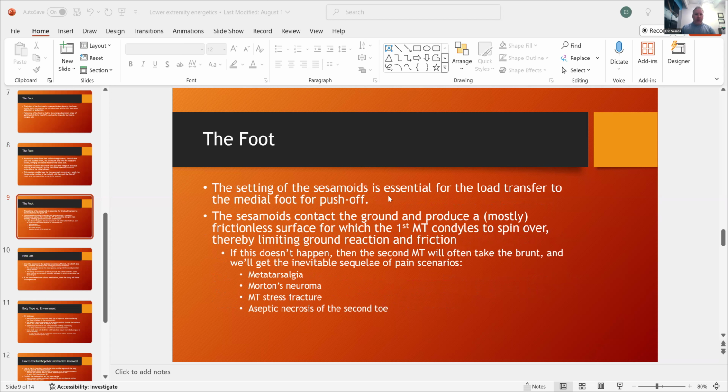All right, so we talked about this again last session, but just to hammer this home, because I did feel like we were maybe a touch rushed with it. The setting of the sesamoids is very important. It's essential for load transfer to the medial foot from the lateral foot.